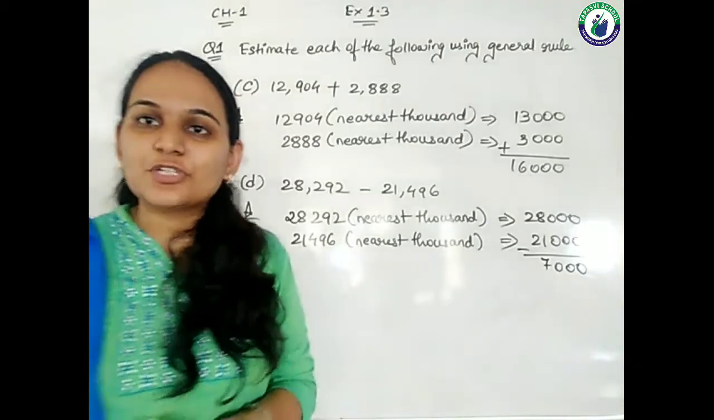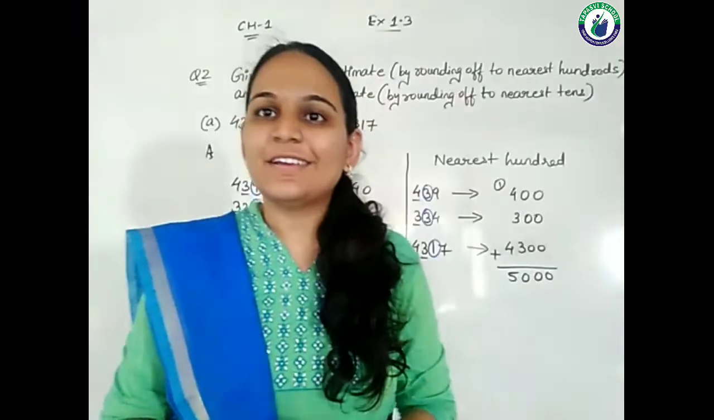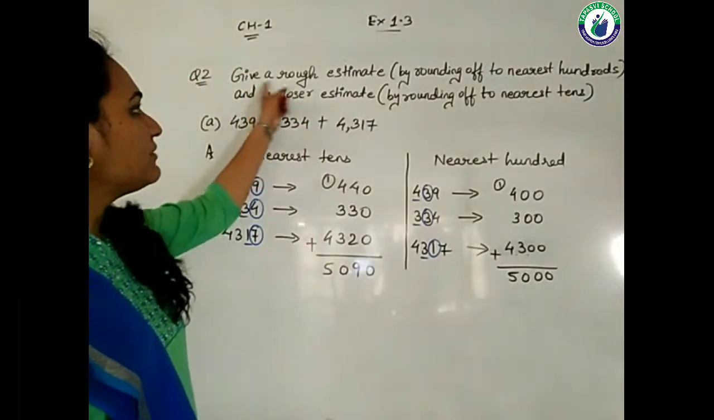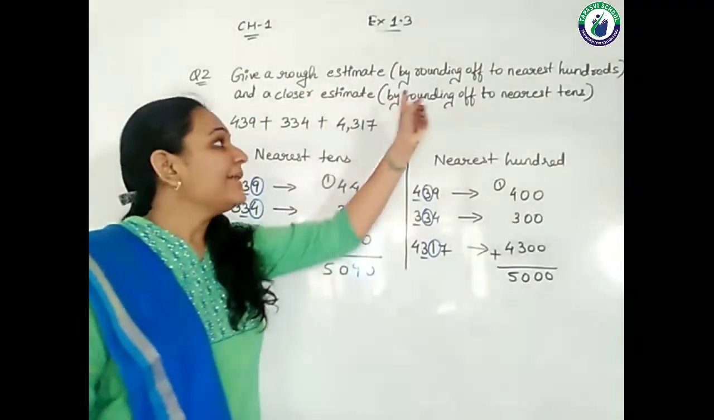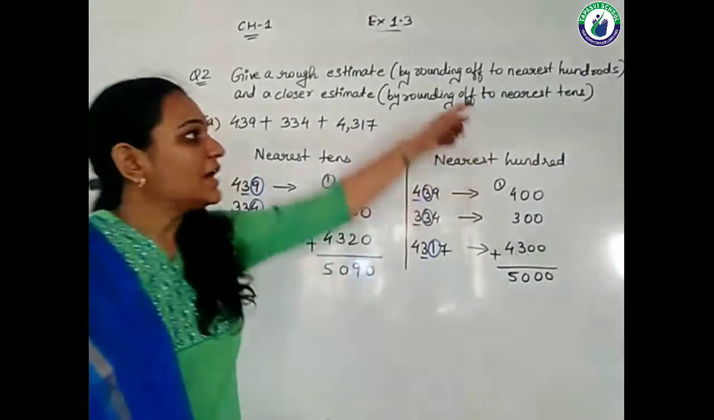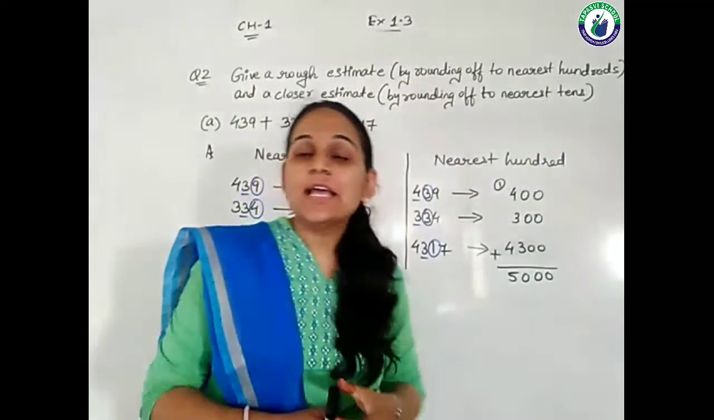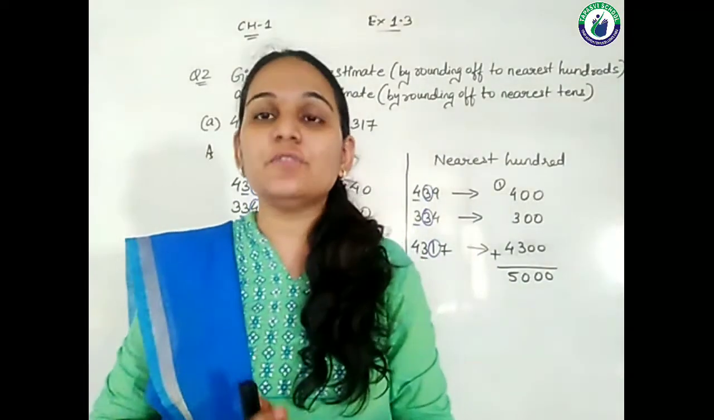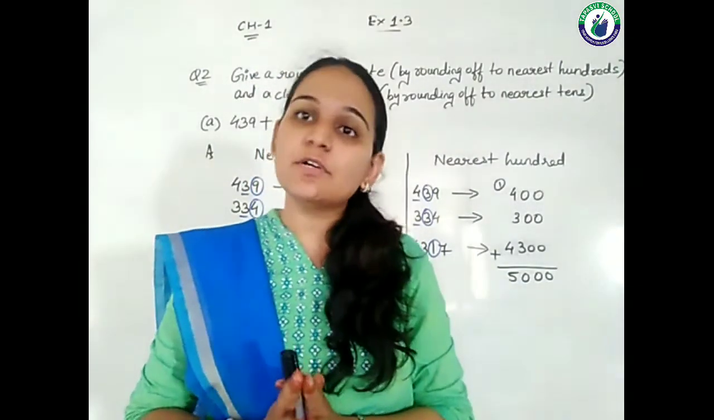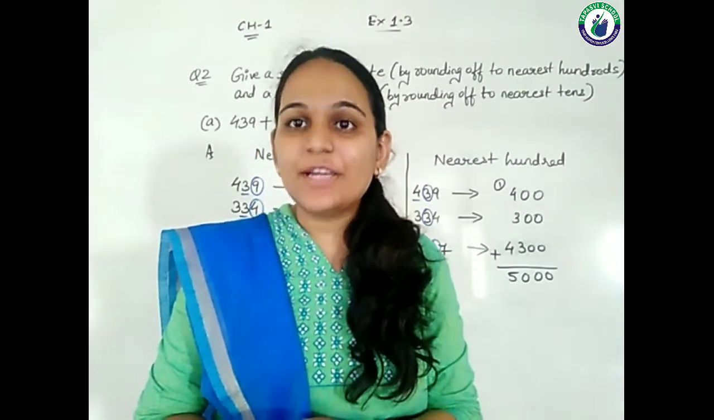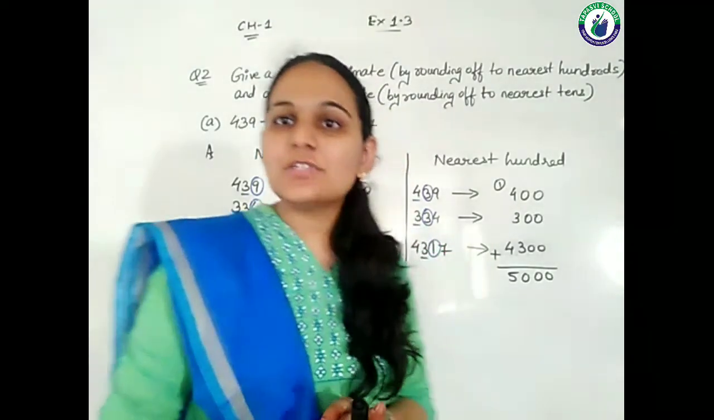I hope that question number 1 is clear to you, students. Okay, students, now let's see the question number 2. The question number 2 is give a rough estimate by rounding off to the nearest hundreds and a closer estimate by rounding off to the nearest tens. That means in this particular question, we need to round off the numbers to the nearest hundreds as well as to the nearest tens, right? So let's see the calculations, students.